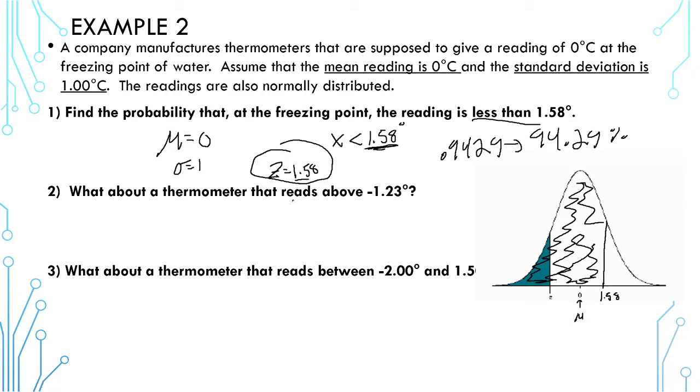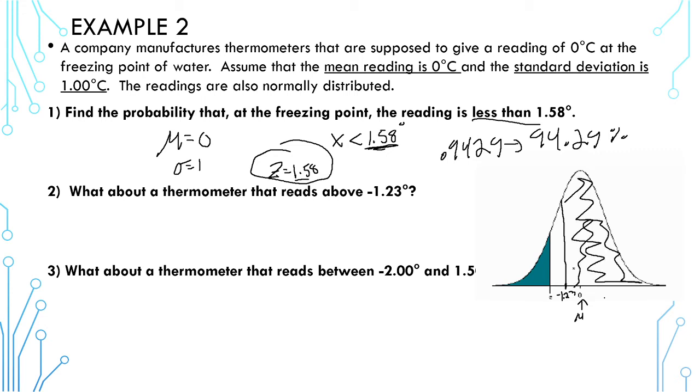Now, this one here is what I was talking about. What's the chance that it reads above negative 1.23? So if we go back and erase the markings I have here, if this is my normal curve, my average is still 0, because that's what the thermometers typically give you. Let's say negative 1.23 is right here, just guesstimating there. I want the probability that it reads above this number, so I want the area above it. I want this area right here.